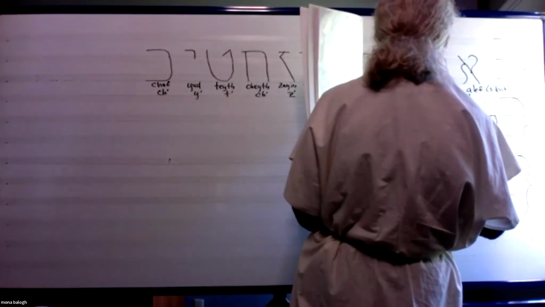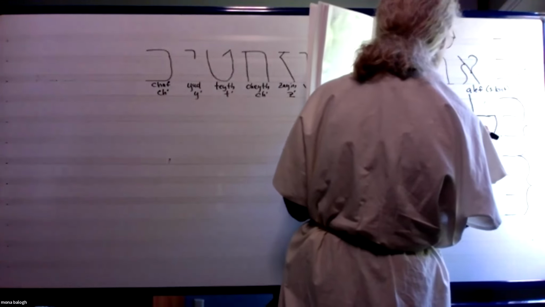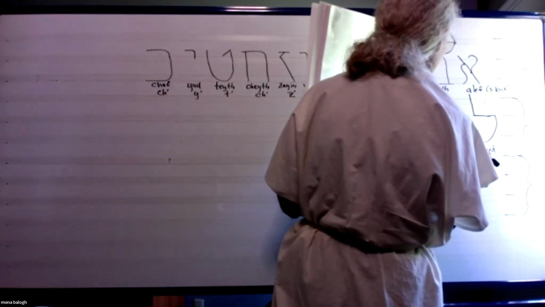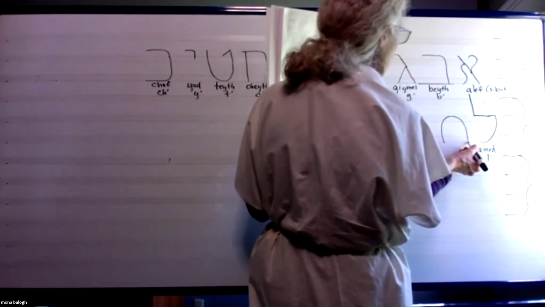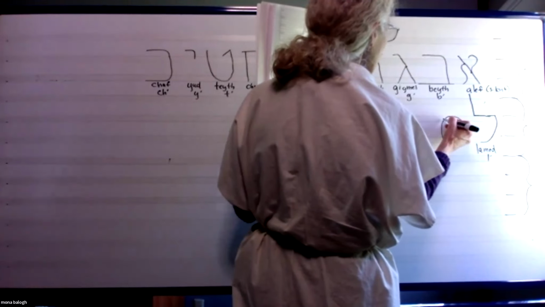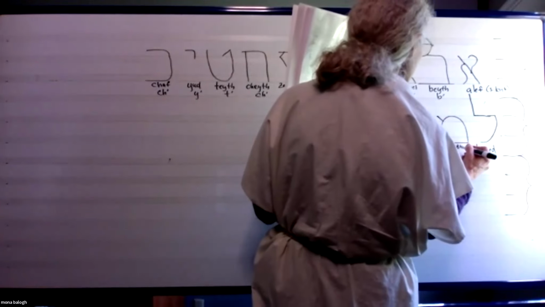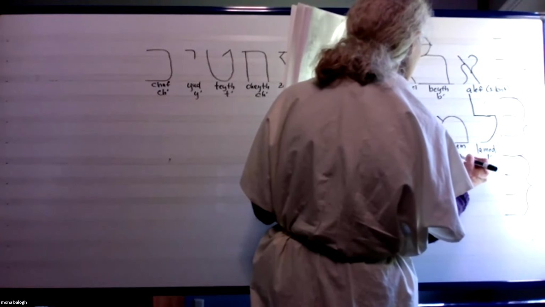Mem. Bottom left. Up here. Make an upside down U. And come across to the left, but leave that door open. And in the upper left, make a chimney. Mem. M.